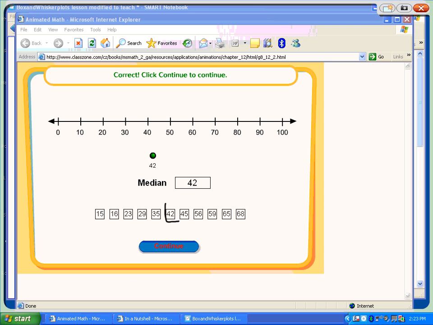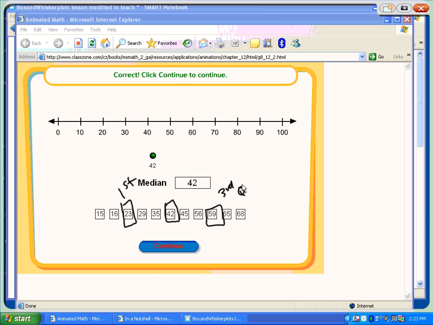So 42 is going to be our what quartile? Second quartile. So it divides our data now into 2 groups. Now figure out the first quartile. 23. And what's our third quartile? 59.